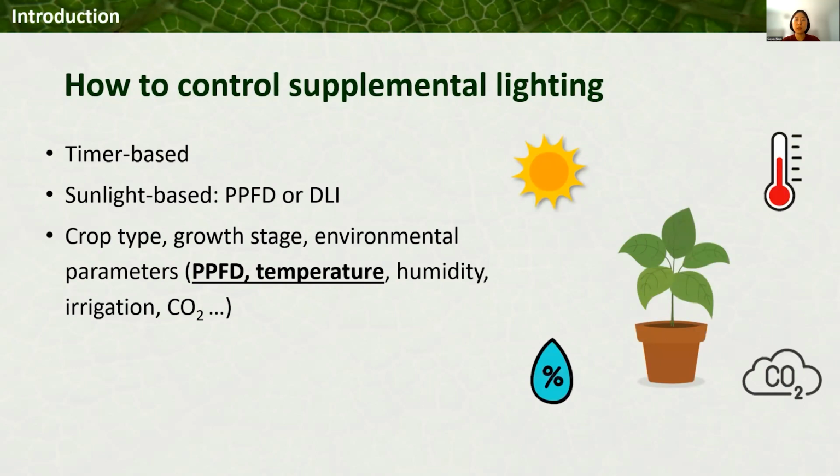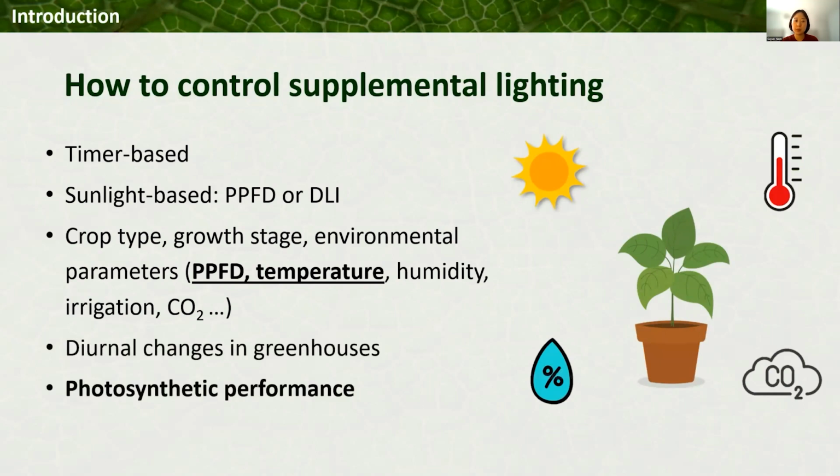However, not only the light environment affects photosynthesis performance. Crop type, growth stage, and environmental parameters such as VPD, temperature, humidity, irrigation, and CO2 level all affect photosynthesis performance. Especially in greenhouses, there are typical diurnal changes. Sunlight and temperature go up during the day and go down after. That is why we have to consider not only sunlight, but also other environmental factors when we control the supplemental lighting.